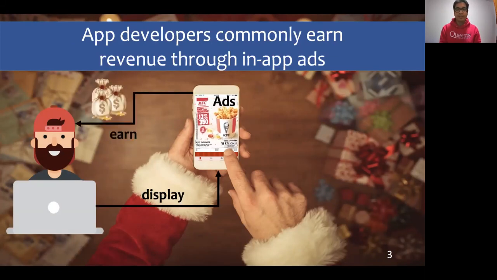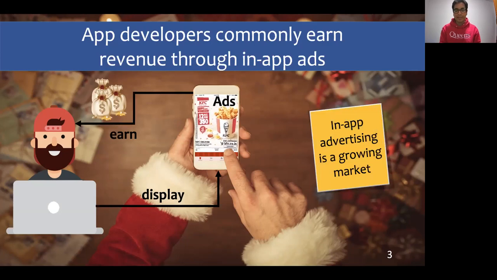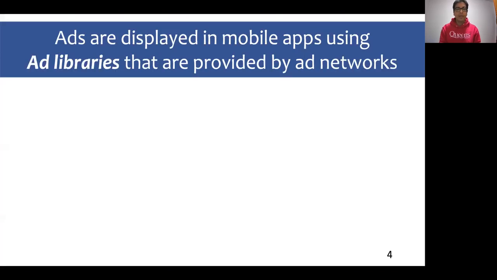A recent research of App Annie shows that in-app advertising is a growing market, and this could reach up to $200 billion by the year of 2021. Now let's take a look on how in-app advertising model work.